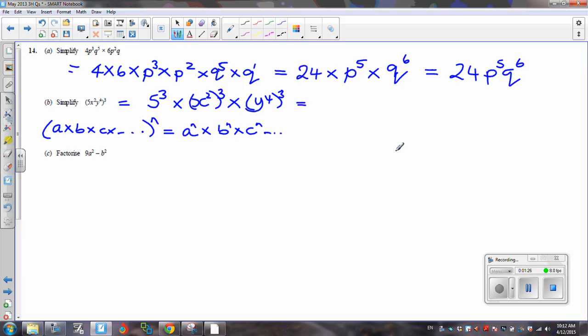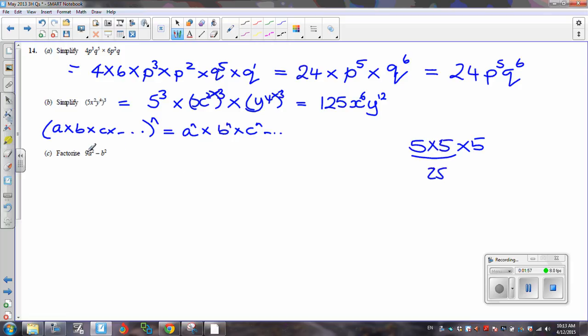Well, first of all, 5 cubed I can work out. Well, that's just 5 times 5 times 5. 5 times 5 is 25, and 25 times 5 is 125. So it's 125. Now here, x squared cubed, I'm going to multiply the powers together. 2 times 3 is 6, so it's 125 x to the power 6, y to the power, and again, times the powers together, 4 times 3 is 12. So the answer there is 125 x to the 6 y to the 12.